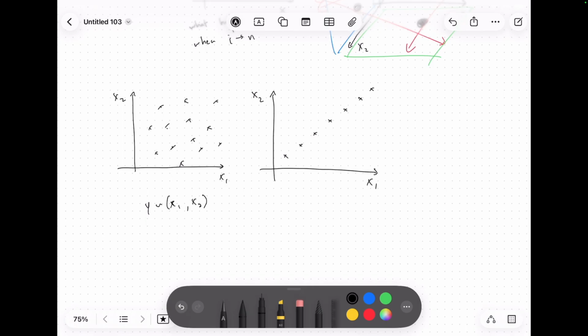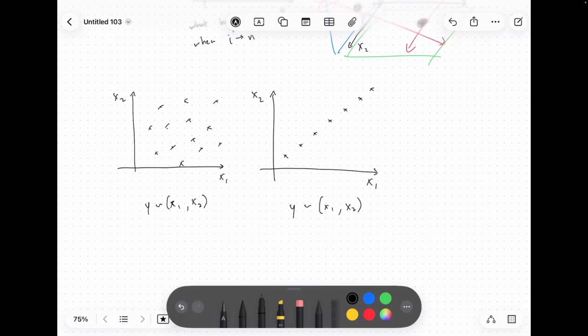So here, if I have y regressed on x1 and x2, and you happen to see an effect, right? So that there is some kind of relationship between y and x1 or y and x2.